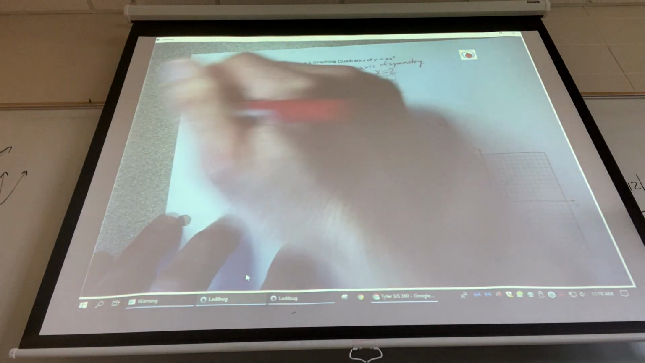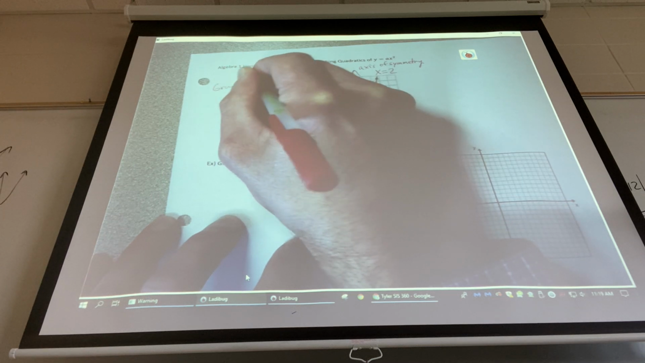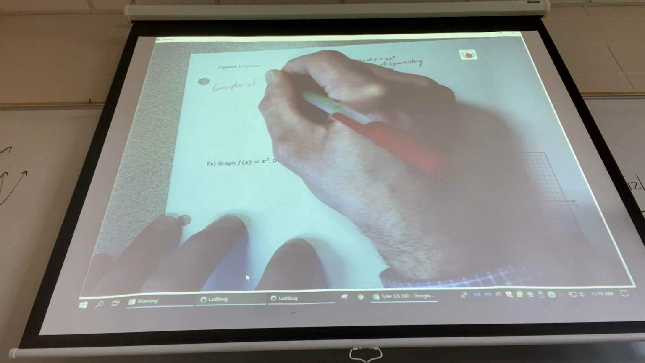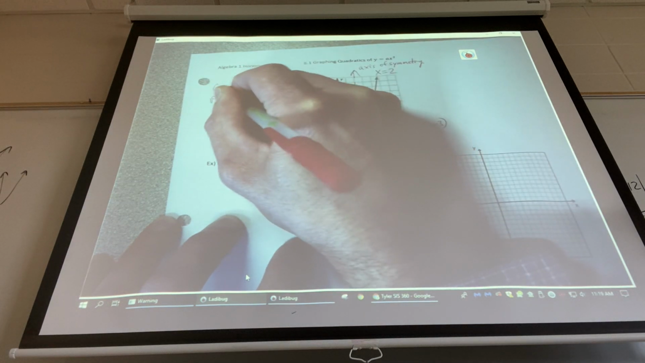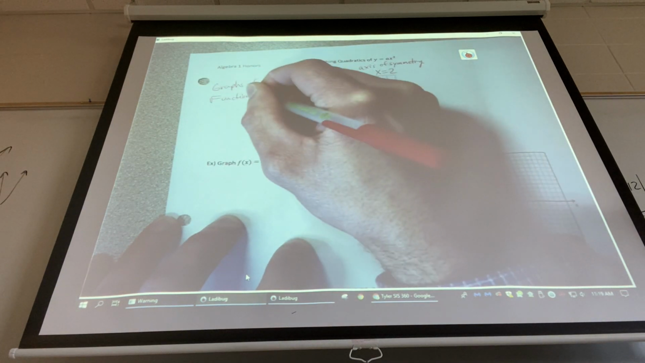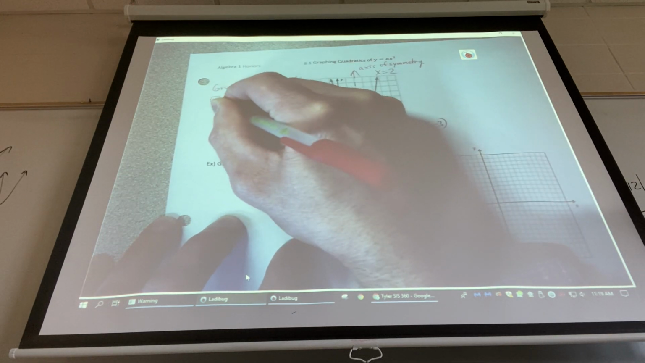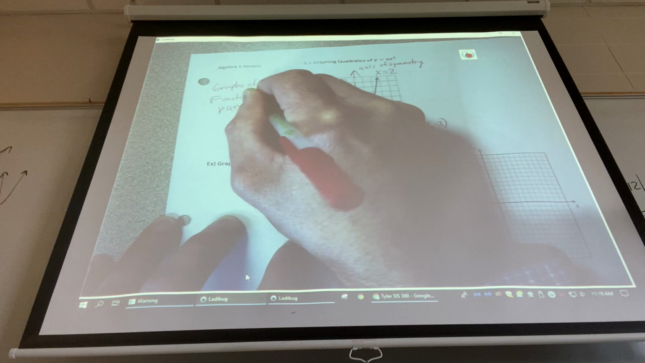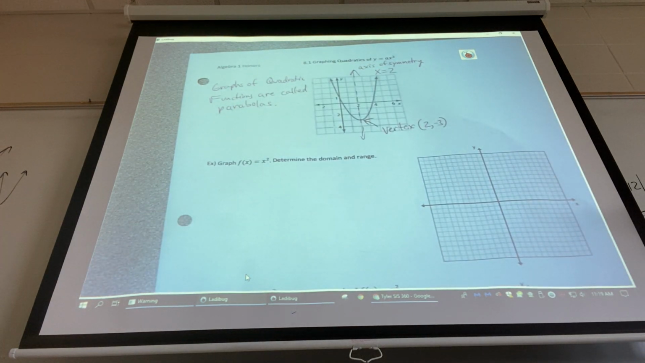It turns out graphs of quadratic functions are called parabolas. Graphs of quadratic functions are called parabolas.